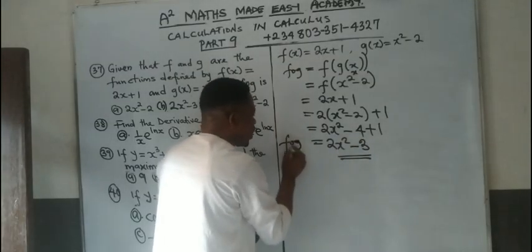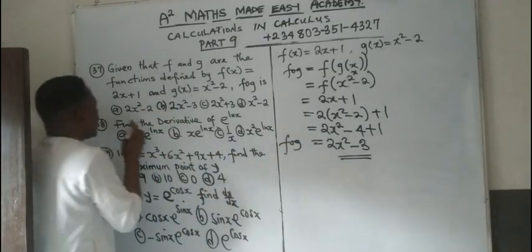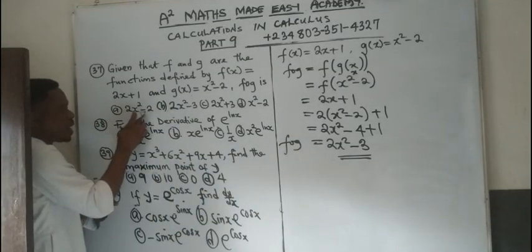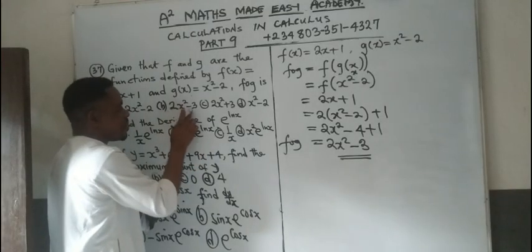Can we observe the options and know whether we are right? Now option A says 2x squared minus 2. No. Then option B says 2x squared minus 3.